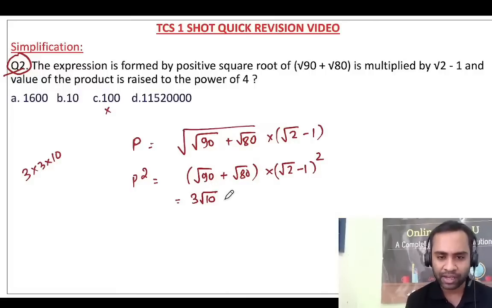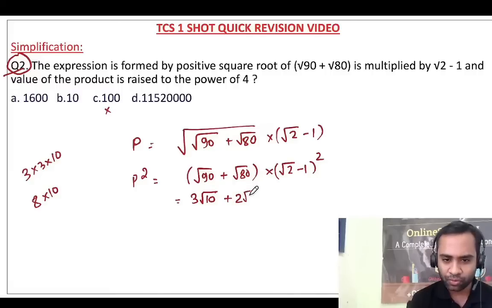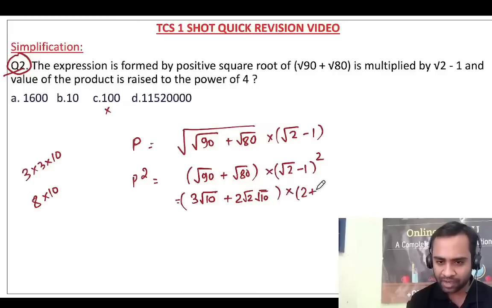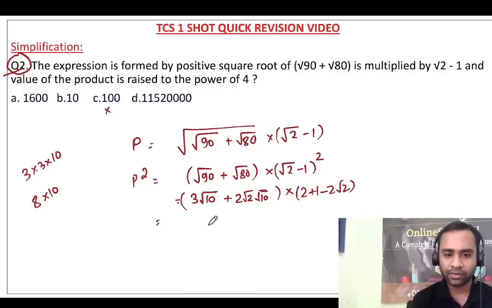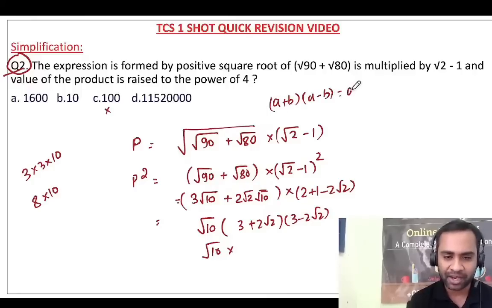Okay. And here what can I write? So 8 into 10. So I can write 2 root 2 and square root of 10, right? 2 root 2 square root of 10. So this is what we will be getting, so a square plus b square minus 2 root 2, right? Okay. So from here, square root of 10 you can take common. So this will become 3 plus 2 root 2 and this will become 3 minus 2 root 2. Now square root of 10 into a plus b into a minus b. So a plus b into a minus b will become a square minus b square. So this will become 9 minus 8, 1. So p square is nothing but square root of 10.